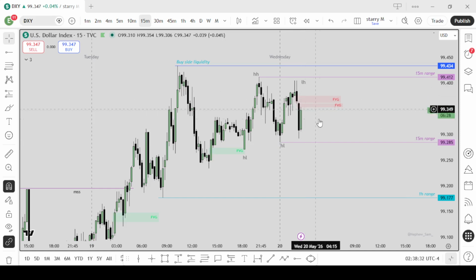So we are currently in what is it called? In a ranging market. We are currently in a ranging market, so we need to see a breakout or something of the sort. We need to see a trend. We don't trade during the ranging markets, so we need to be patient.